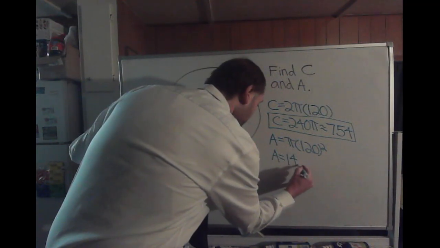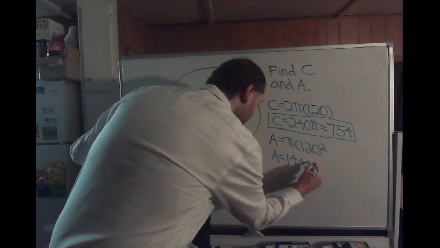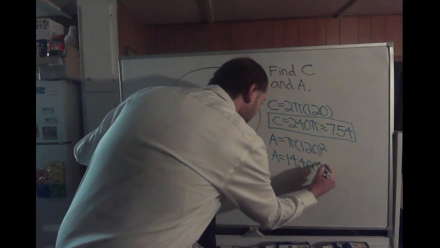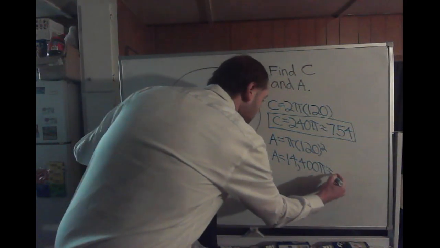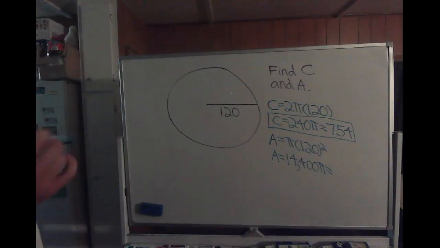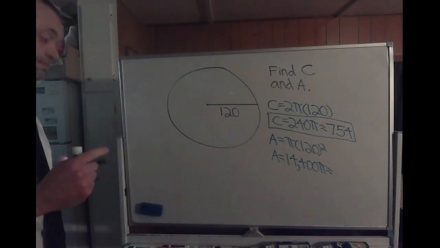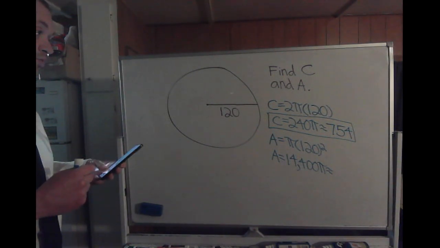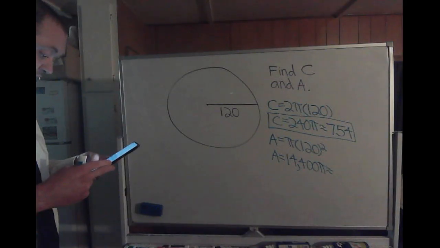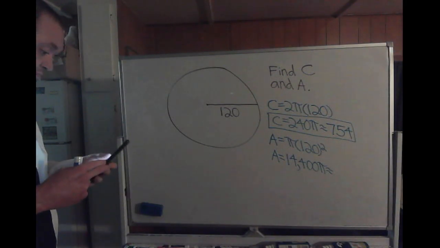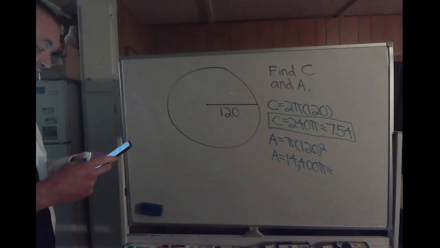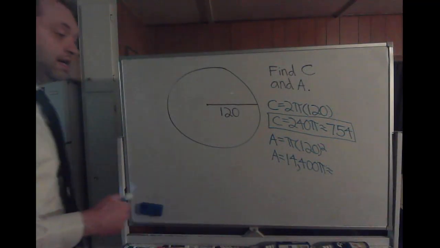So the area would be exactly 14,400 pi square units. But in true fashion, we're going to get a decimal approximation to 1 decimal place. 14,400 times pi will give you approximately 45,238.9.